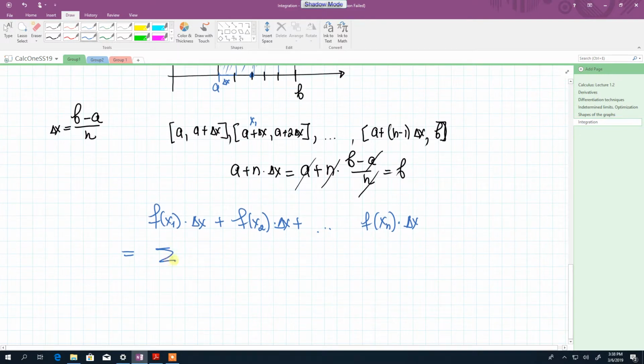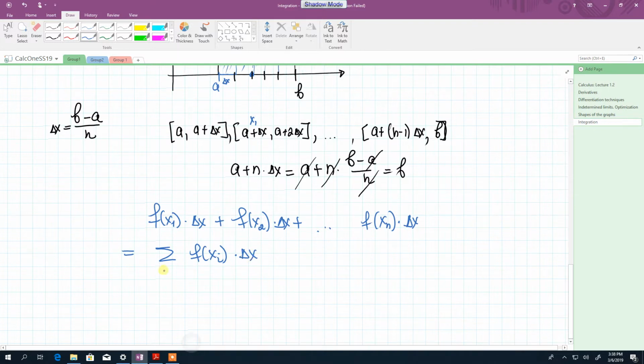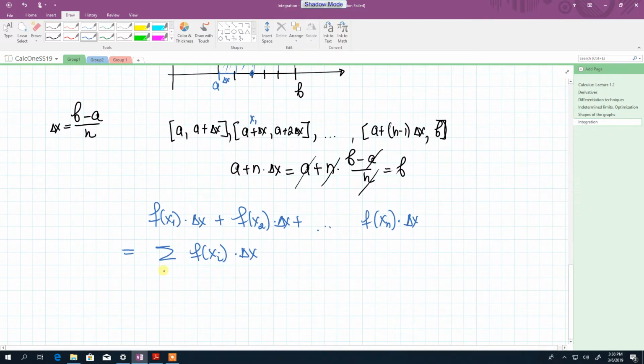How can I write this down? F of x i multiplied by delta x. What do I need to write here in terms of the indices of the summation? I from 1 to n. Right? So this summation will be roughly equal to the area under the curve.